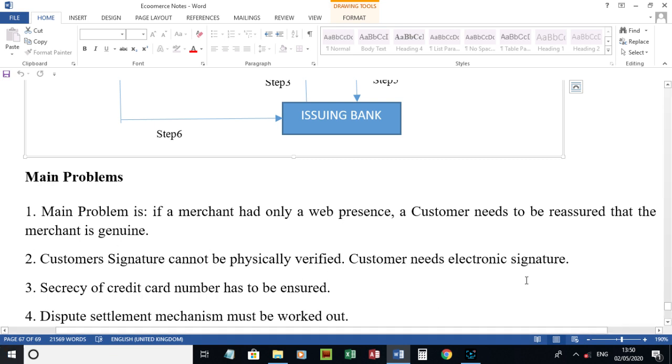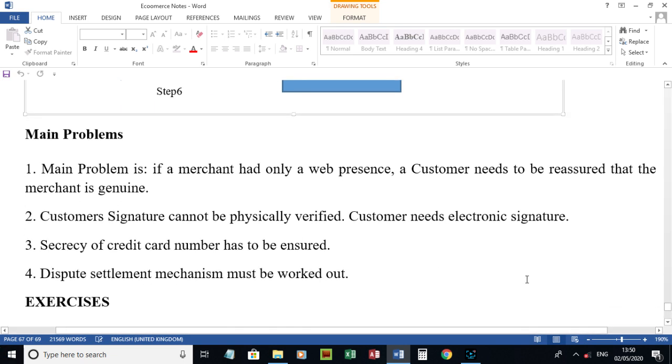Two, customer signature cannot be physically verified. The customer needs an electronic signature. I will say it also comes with its own cost, and you also use certain security measures.